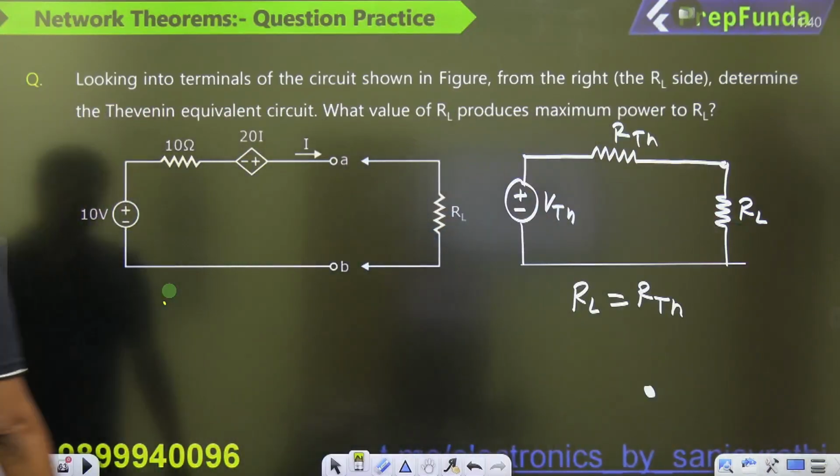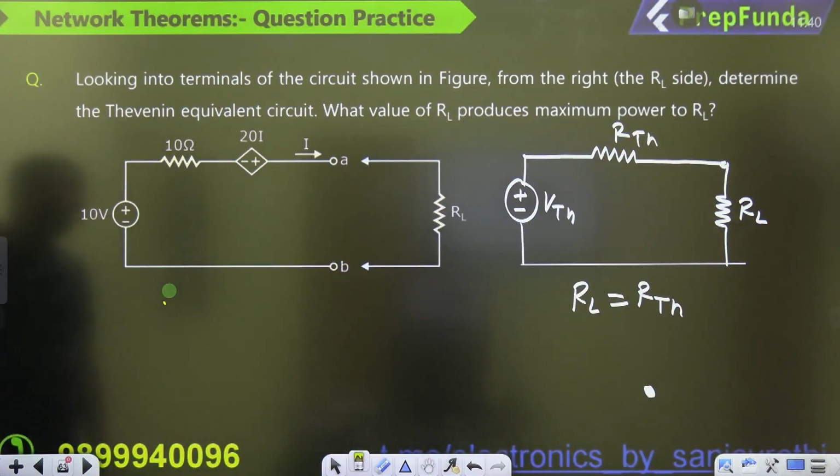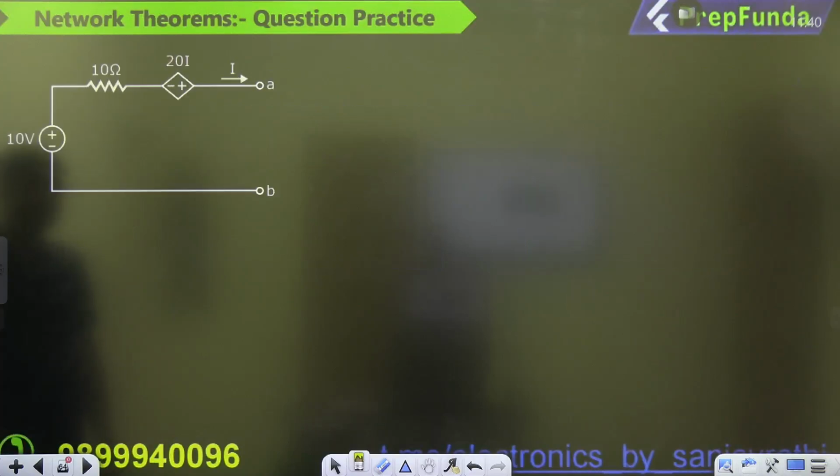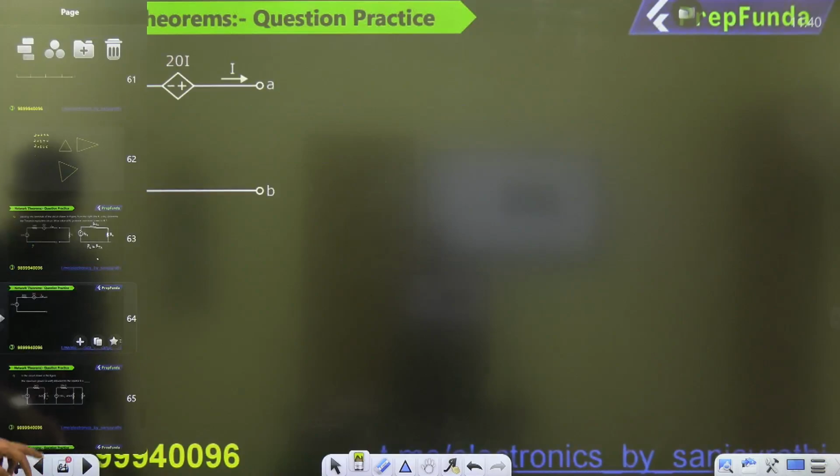Looking into the terminals of the circuit shown in the figure from the right, determine the Thevenin equivalent circuit. What value of RL produces the maximum power? So first of all, find the VTH, then RTH, and then RL should be equal to what? RTH.